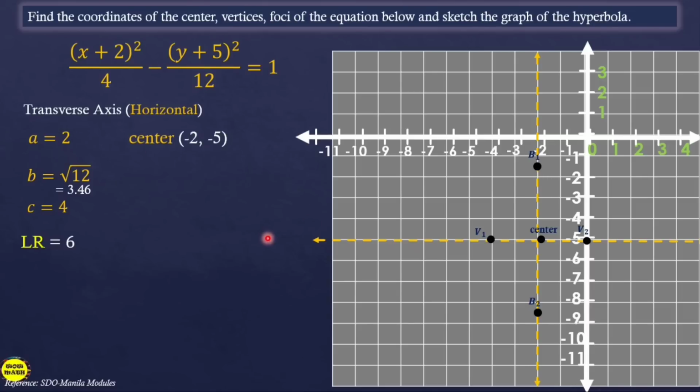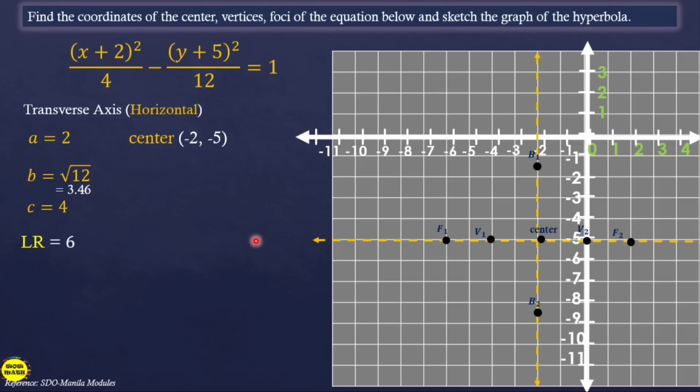Next is yung focus natin. Since yung C natin is 4, pwede natin gamitin. Mula sa center, kasi yung C natin, distance yan, no? Mula sa center papuntang focus. So, move tayo ng 4 units mula sa center, papunta sa left side at sa right side. 1, 2, 3, 4. Nandito yung F sub 1 natin. Ganun din sa right side natin, 1, 2, 3, 4. Nandito yung F sub 2.